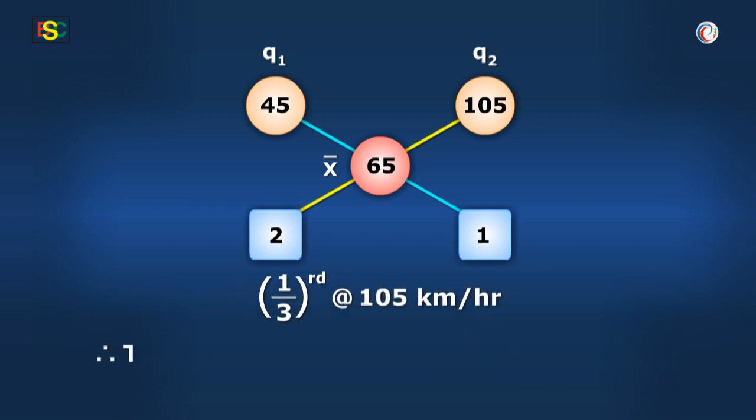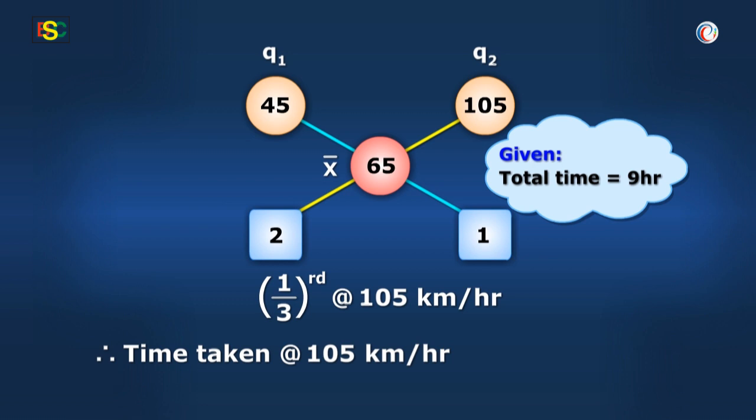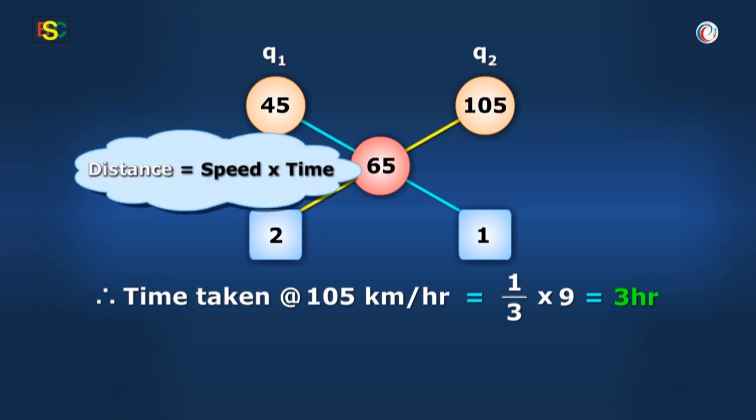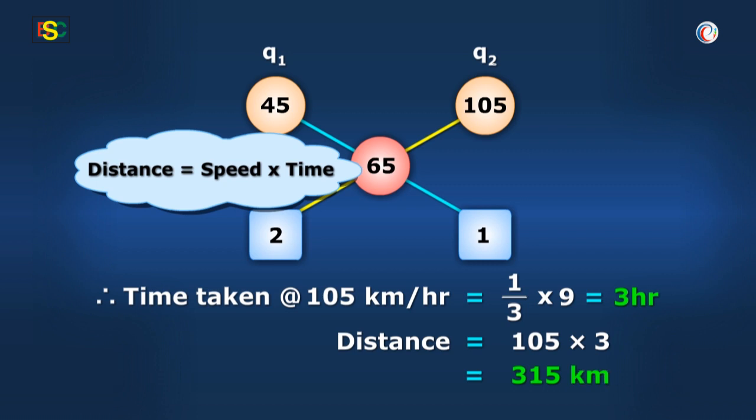Therefore, the time taken in traveling at the rate of 105 km per hour in the total time of 9 hours is equal to 1/3 into 9, which is equal to 3 hours. And Baba, the distance traveled at 105 km per hour is 105 into 3, which is equal to 315 km. Yes, now I get it, sir.